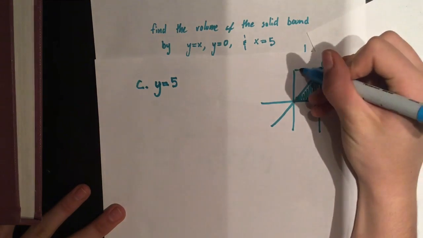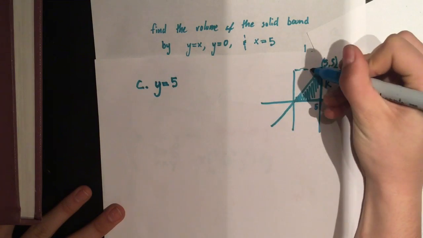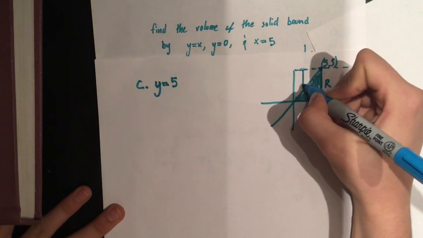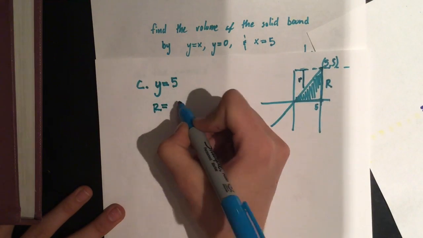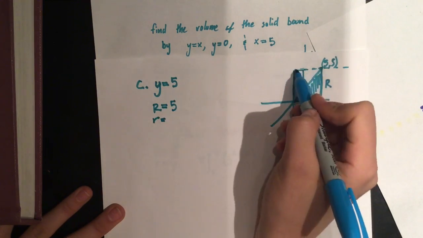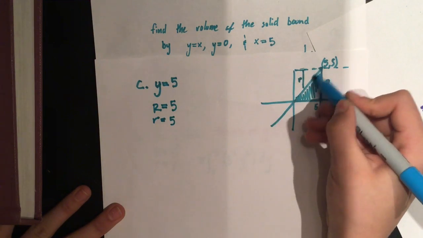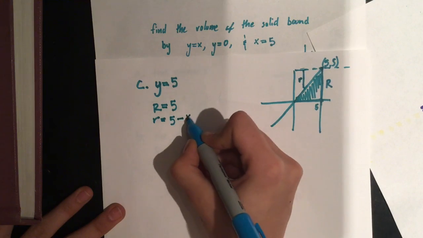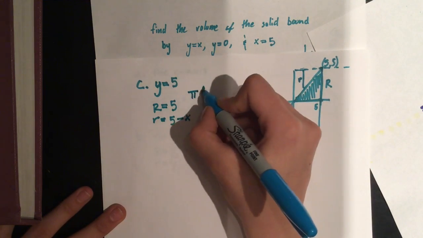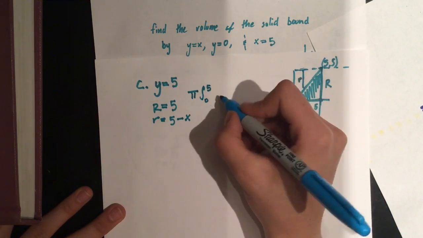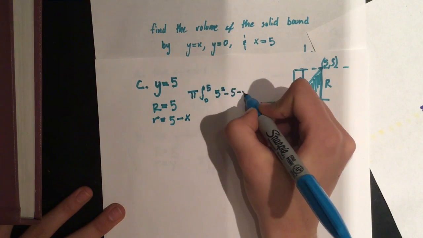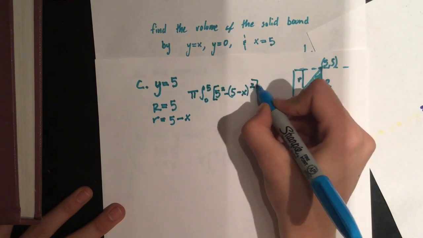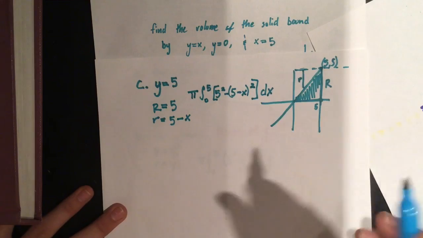We just have to make sure that we find the correct big R and little r. So that big R is just going to be a straight line, and that's just the value 5. And then the little r is going to be that 5 minus x. So here, it doesn't matter if I wrote x minus 5 or 5 minus x, because since we're squaring it, it is going to end up being the same. So fill it into the equation, and there we go.